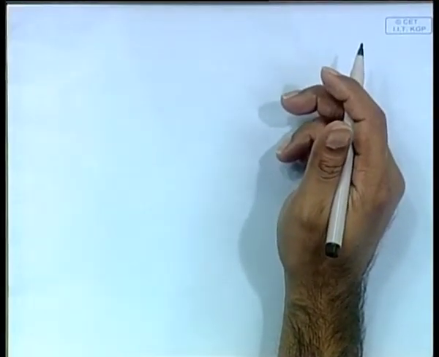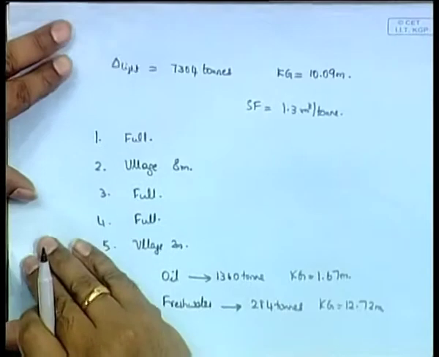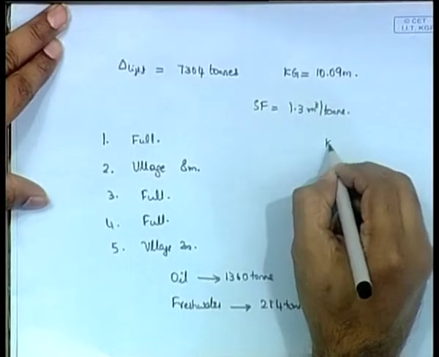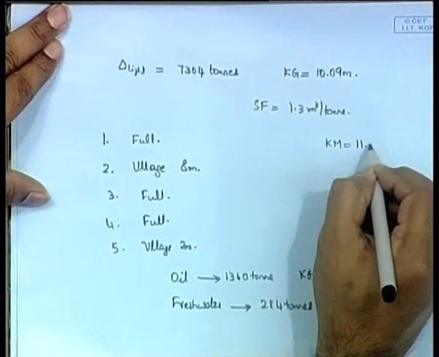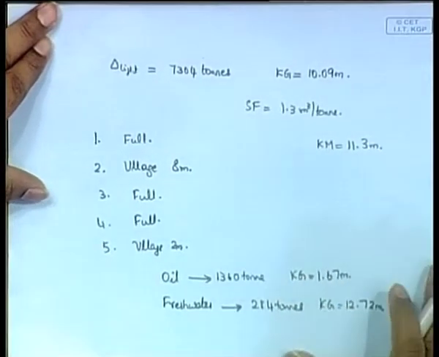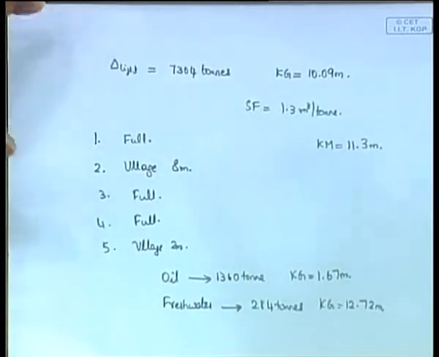To get GM, what do you need? One more thing, KM is given. KM is given as 11.3 meters, that I also forgot to say. So, what do you have? What are you supposed to find?